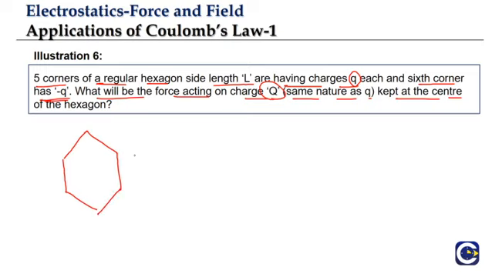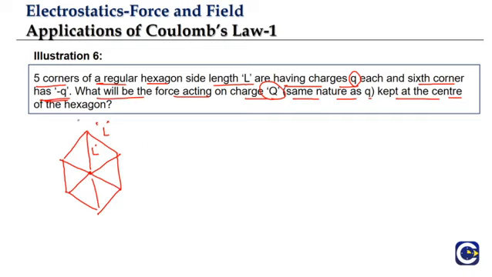So, regular hexagon, side length L. A regular hexagon has another interesting property: the side length will also be equal to the distance from the center to any corner. That is another property of the regular hexagon.